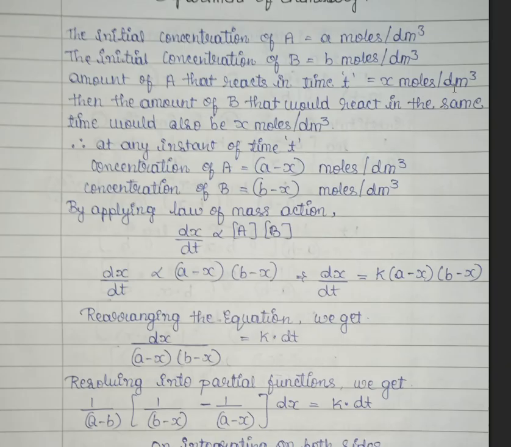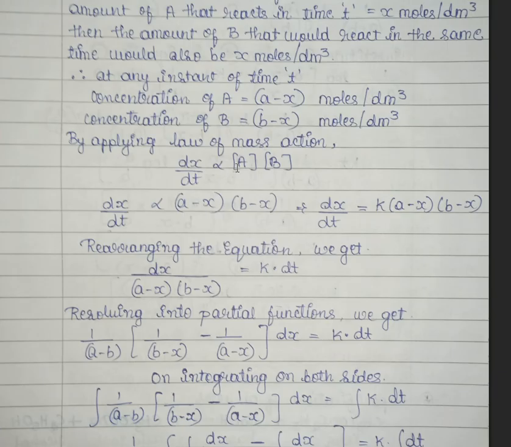After time t, x moles per dm cube of A and B have reacted at the same time. Hence the remaining concentration of A is a minus x and B is b minus x moles per dm cube. So we apply the law of mass action: dx by dt is proportional to the molar concentration of A into the molar concentration of B. We substitute the molar concentration of A as a minus x and B as b minus x. To remove the proportionality symbol, we introduce a constant k and an equal symbol. Rearranging the equation, x terms to one side and dt terms to the other side.